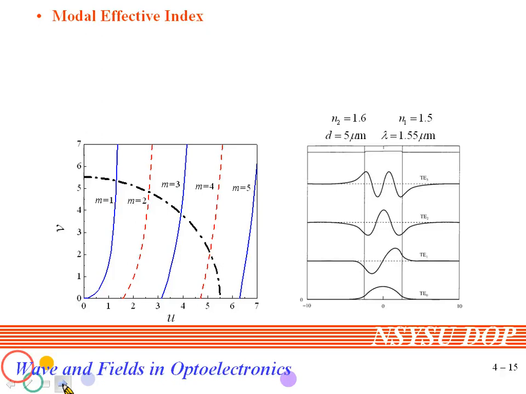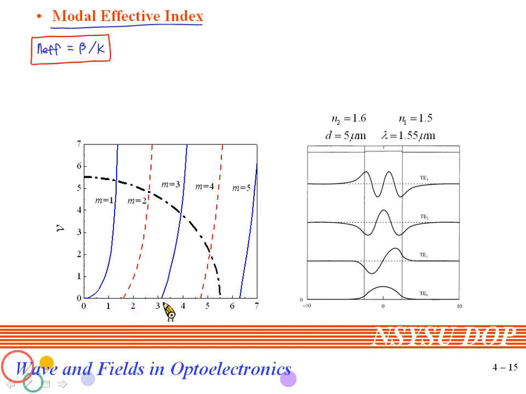The final property of the waveguide modes I will show you is the modal effective index. The modal effective index NEFF is defined as beta over k. This is a very important parameter. Please keep in mind the definition.